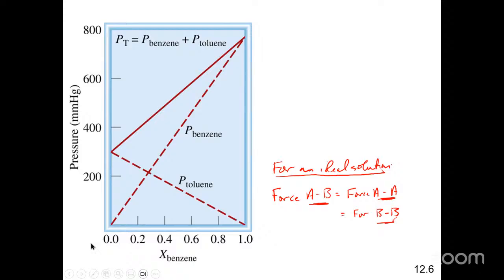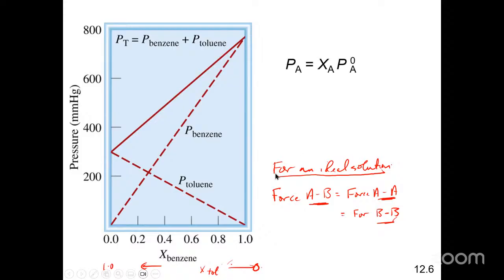If the mole fraction of benzene increases in this direction on the x-axis, that means that the mole fraction of toluene will increase in this direction. So for example, here will be 0, and here's going to be 1.0. Okay, so that's basically the plot here. It shows you how the vapor pressure of benzene changes with the mole fraction of benzene, and how the vapor pressure of toluene changes, again, with the mole fraction of toluene.